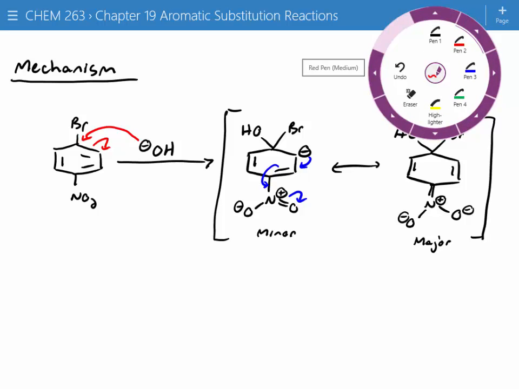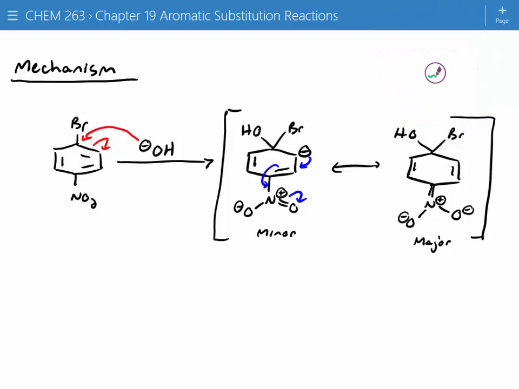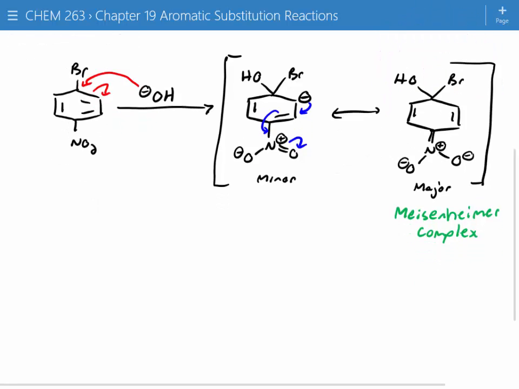And what we call this, let me change colors, is the Meisenheimer complex, which is a mouthful. Let me make sure I spell this right. Meisenheimer complex. And this is stabilizing that negative charge simply because we've got a very, very strongly electron withdrawing group. All right. Now we'll show our last step.